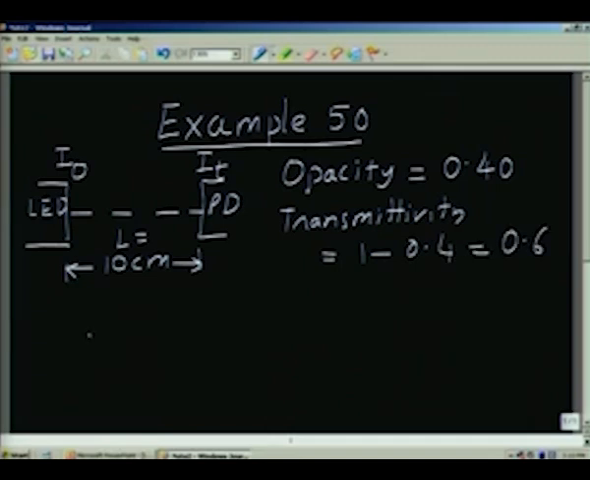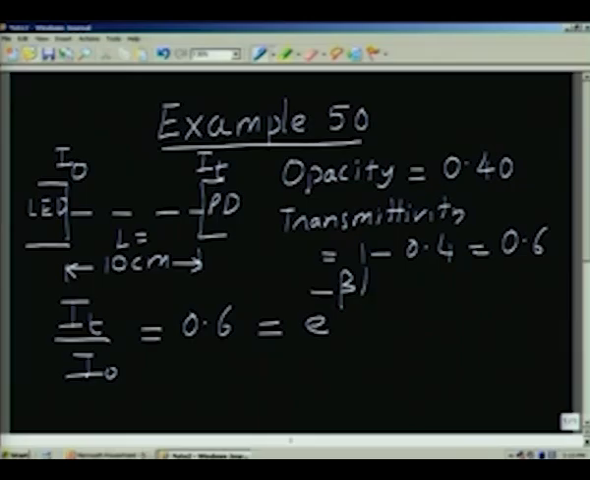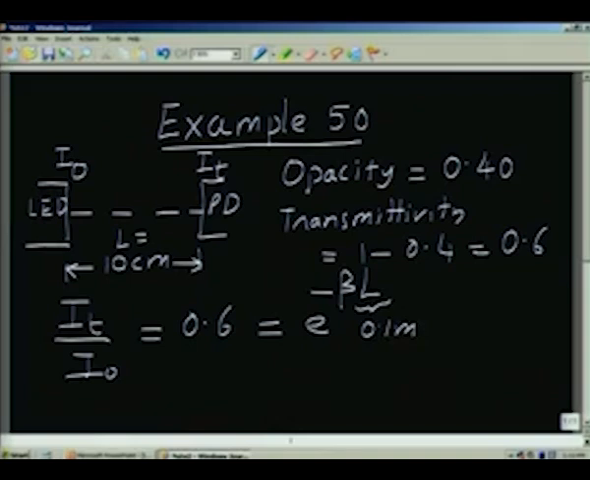That means that this transmitted amount I_T divided by I subscript 0 is 0.6, that is what it means. This we will write as e to the power of minus the extinction coefficient beta multiplied by L. So, 0.6 equal to e to the power of minus beta times L. So, L is known, this is nothing but 0.1 meter. So, I can work out what is the value of beta, that is what we would like to do.